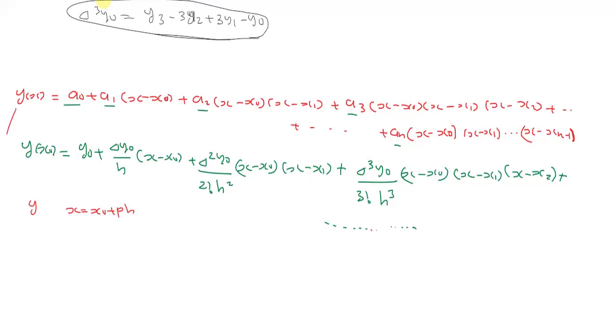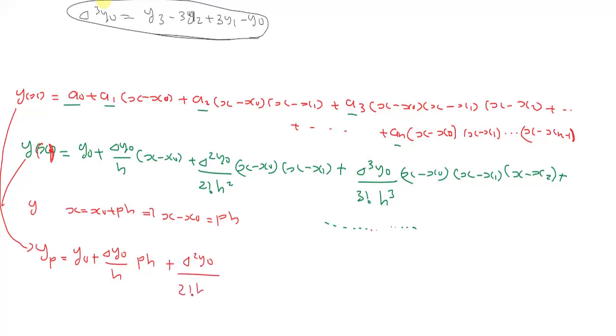So this polynomial will take a form yp is equal to, so this is y of x, not x naught, here I should write y of x. So yp is equal to y naught plus delta y naught by h into, what will be x minus x naught from here, x minus x naught is equal to ph. So this is into ph plus del square y naught by 2 factorial into h square. X minus x naught is ph.